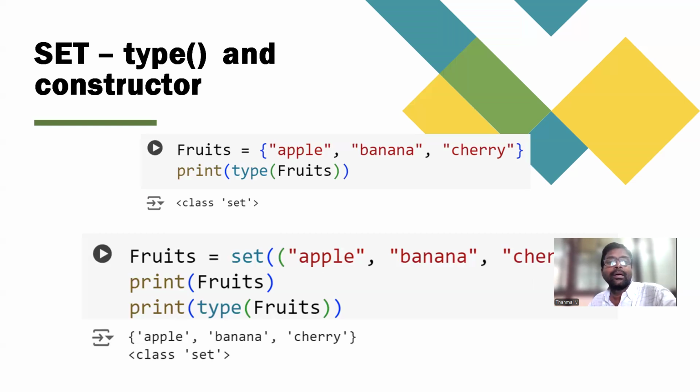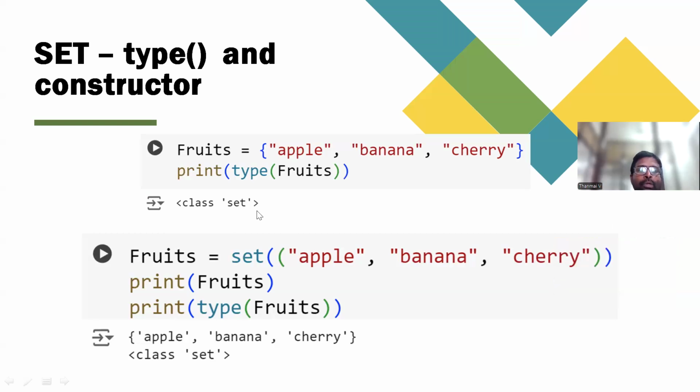If you observe here, I am initializing a set with the name fruits. It contains three elements: apple, banana, and cherry. When I print type of fruits, what will it give? What is the type of the collection named fruits? We know that it is a set, because it is enclosed within curly brackets. So you can see the output: class set.